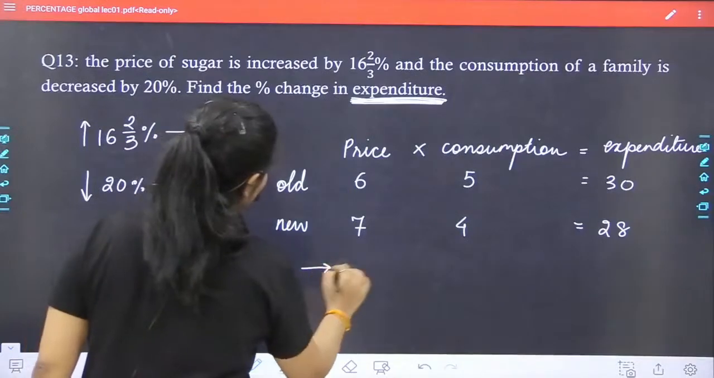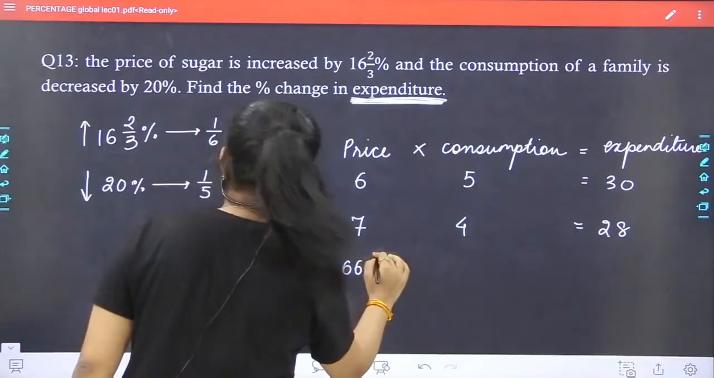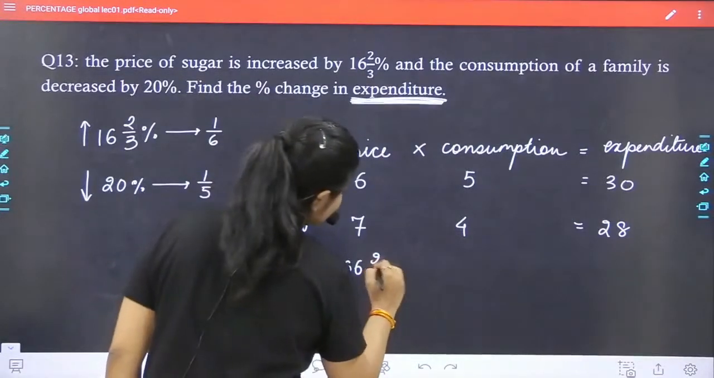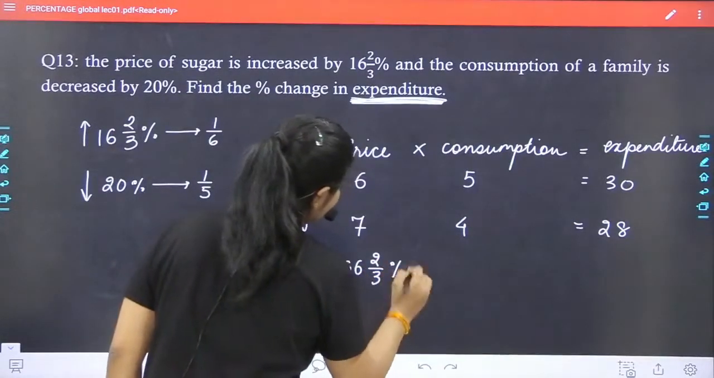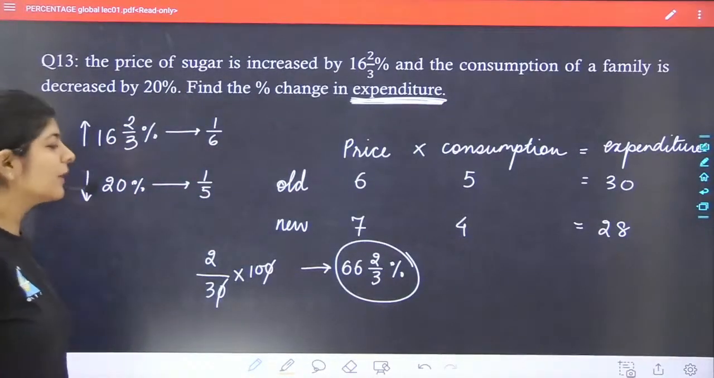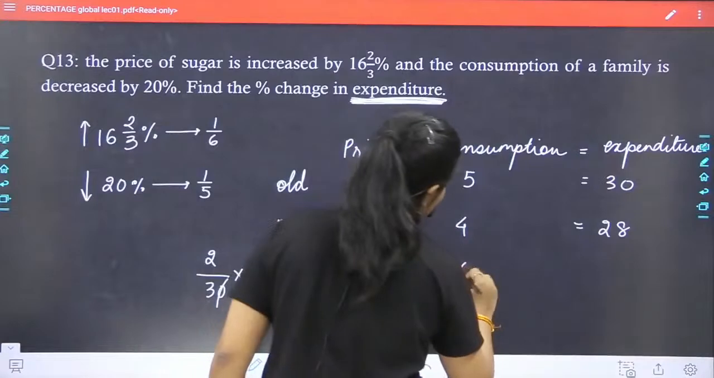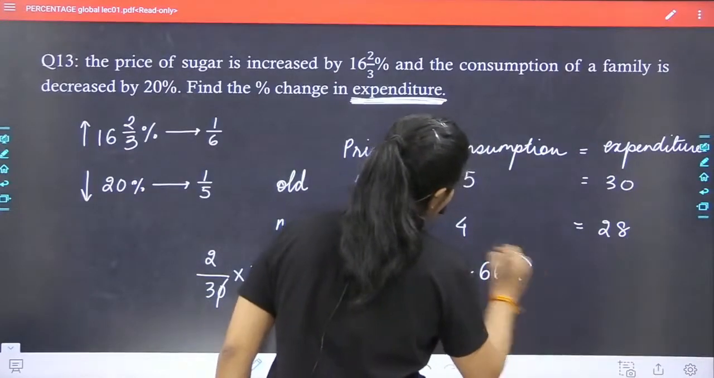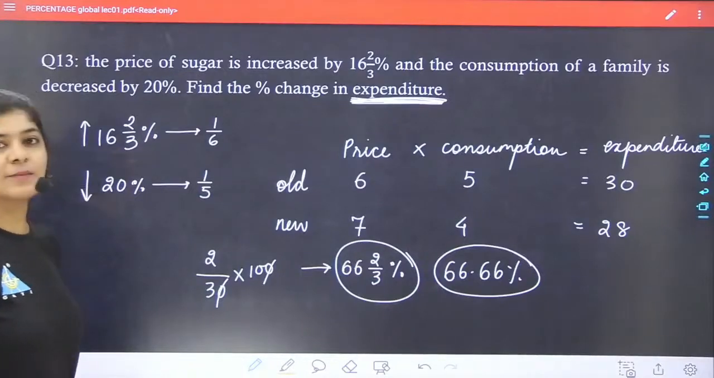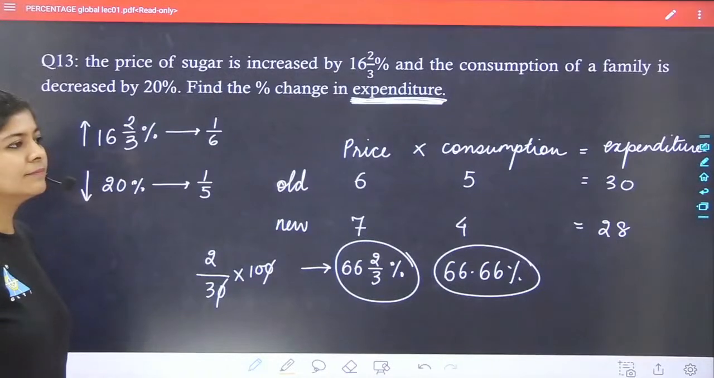66 2 by 3%. 66 2 by 3% is our correct answer, or we can write it as 66.66%. Is it clear?